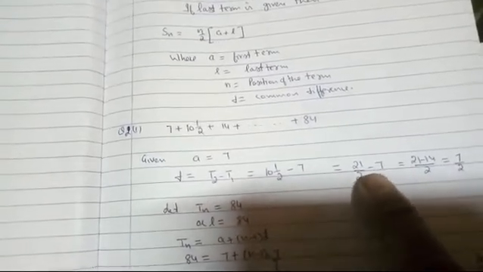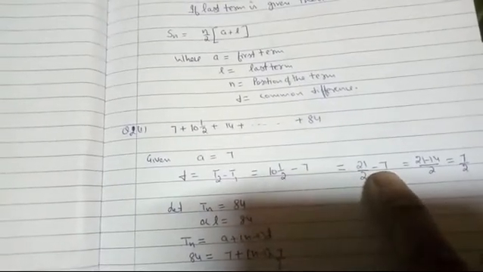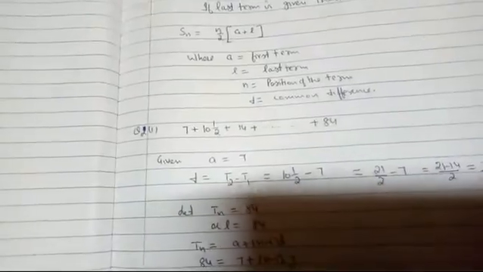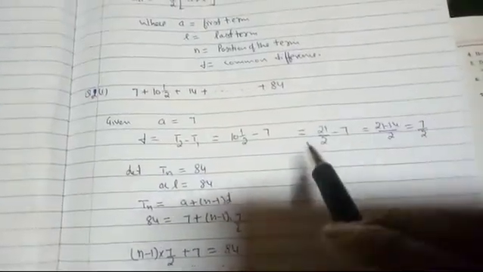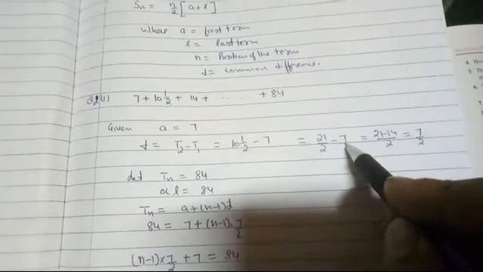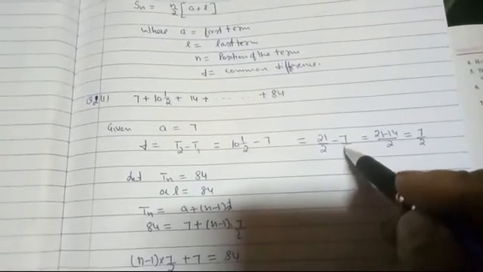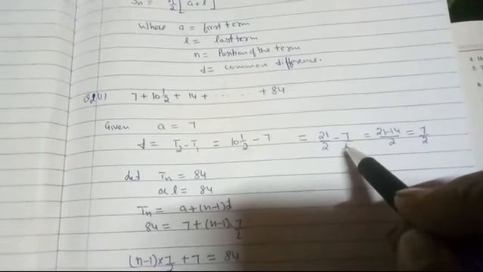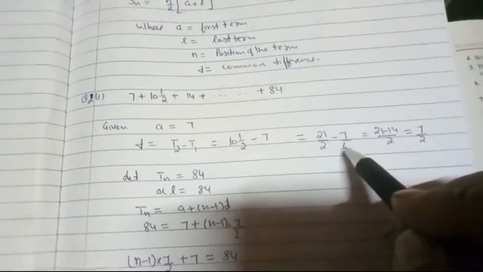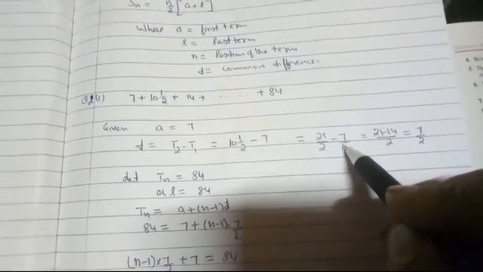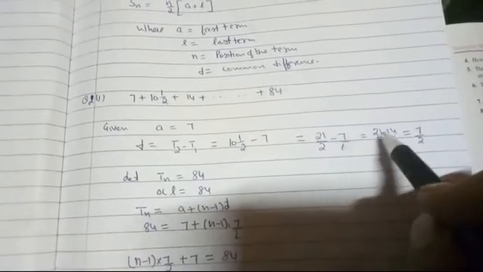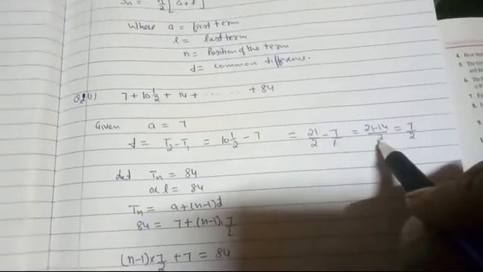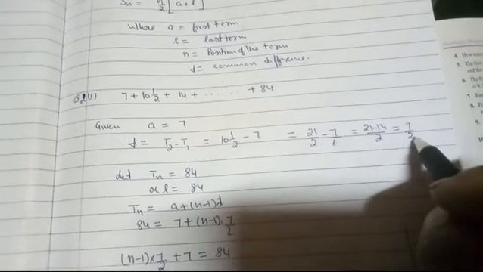As there is no denominator in this number, to get the subtraction we have to make the denominators the same. So we will take the LCM. We need 2 here, so we multiply 7 by 2, then it becomes 21 minus 14 upon 2, which is equal to 7 upon 2.